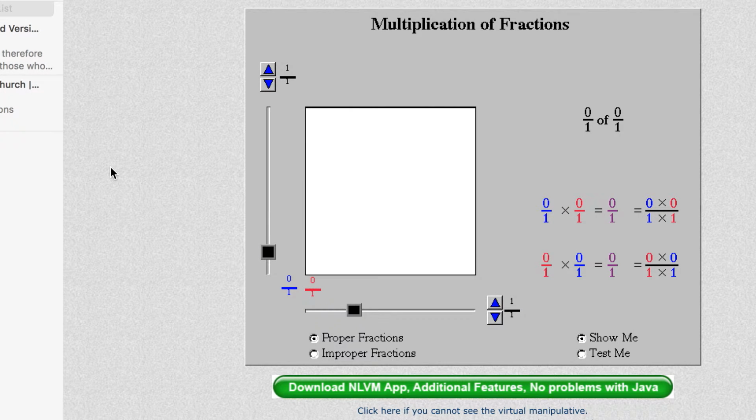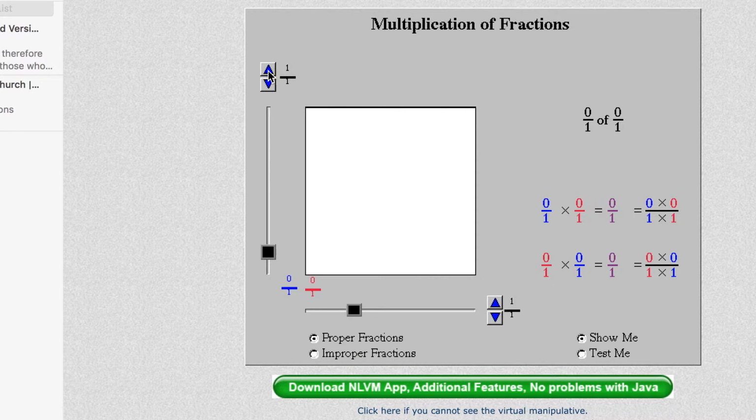Let's show one more way to model multiplication of fractions. We'll do some rectangle shading at the National Library for Virtual Manipulatives. You can find them at this website. Here we are at the National Library for Virtual Manipulatives. Let's multiply 1/2 times 3/4.